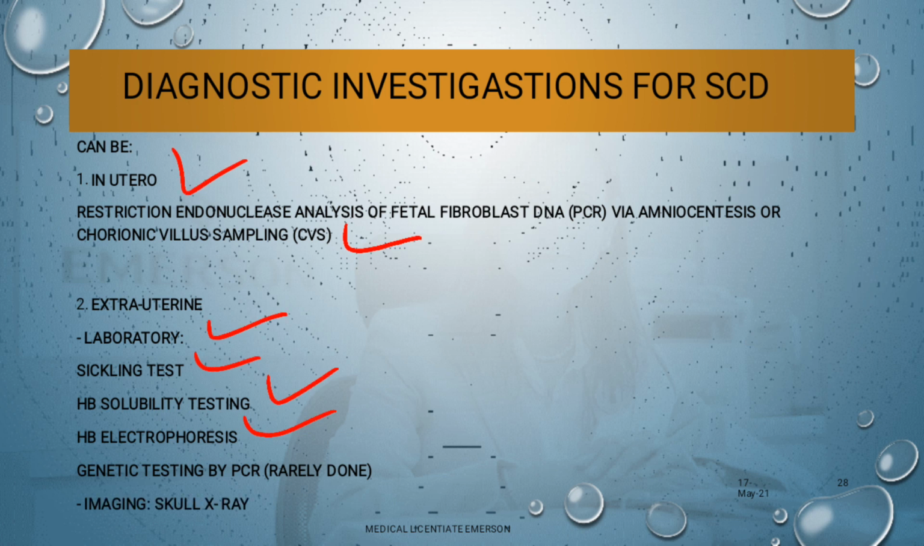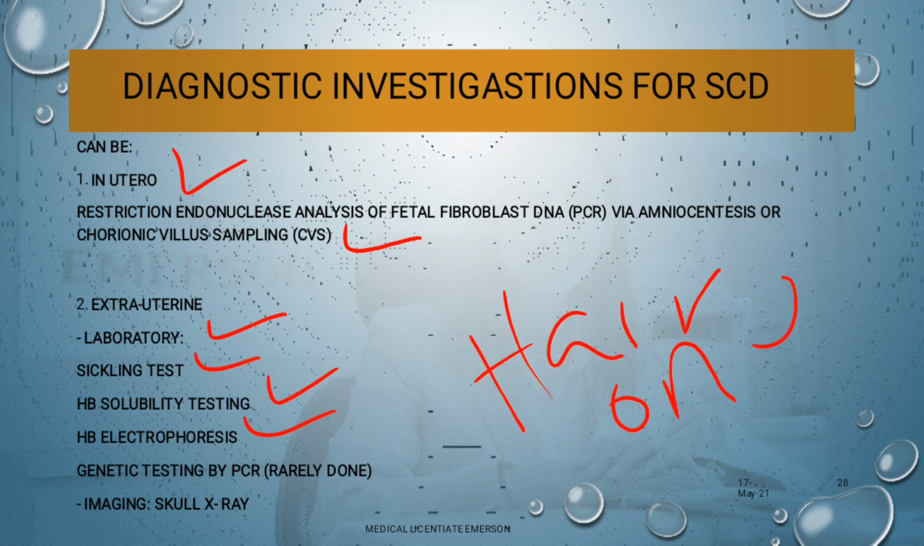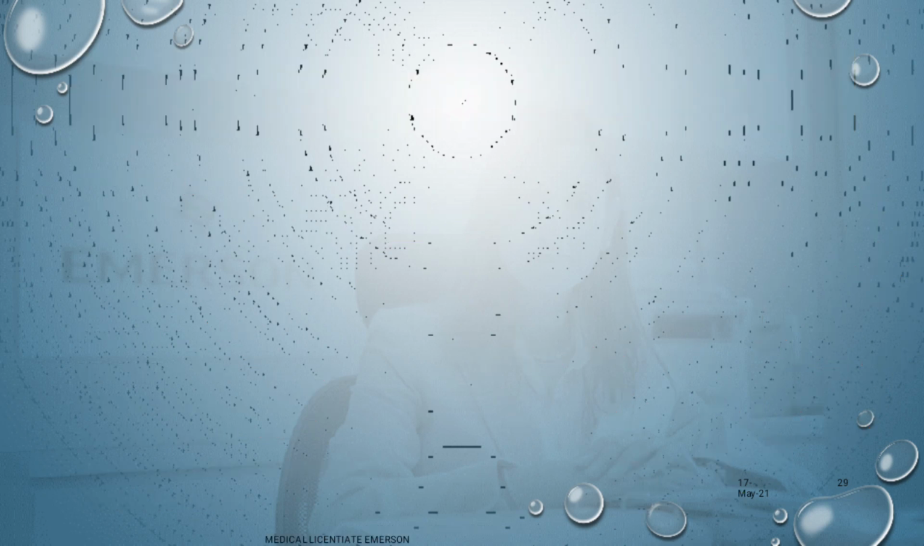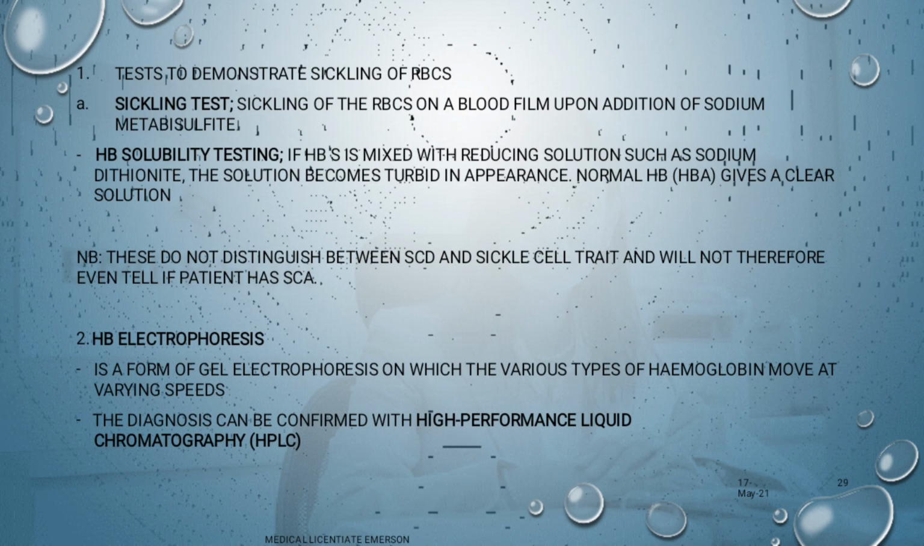Then imaging, we can do skull X-ray so that we see what they call hair-on-end appearance. So that's the characteristic feature you may see. So hair-on-end appearance. Okay. Then the test to demonstrate sickling of RBCs. So the sickling test shows sickling of the red blood cells on a blood film upon addition of sodium metabisulfite.